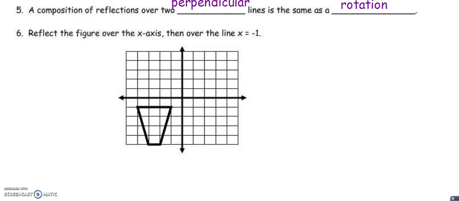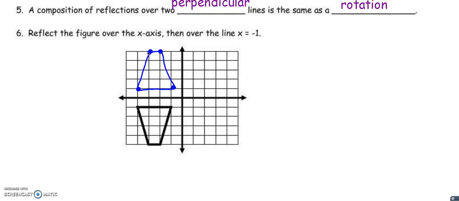So we're going to reflect this figure over the x-axis and then over the line x equal -1. Starting with going over the x-axis, you're going to count 1, 2, 3, 4, 5 for each point. You need to draw your line connecting your new points.